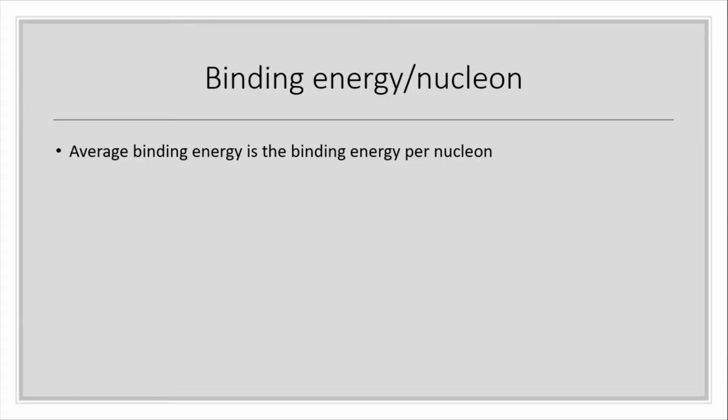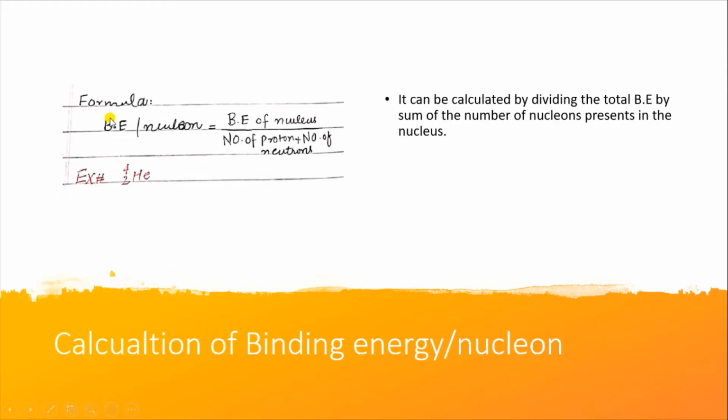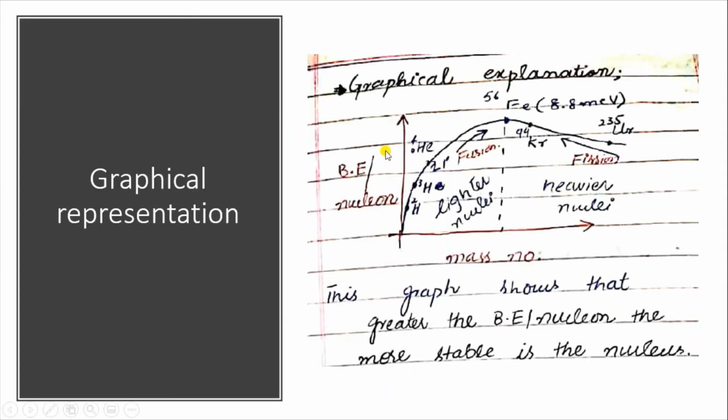So next is binding energy per nucleon. Average binding energy is the binding energy per nucleon. So what is its formula? Its formula is the binding energy of the nucleus divided by the number of protons plus the number of neutrons, which are also known as nucleons. If we take the example of helium, it can be calculated by dividing the total binding energy which we have found now by the sum of the nucleons, which are the number of protons and neutrons present in the nucleus of the atom. So we will graphically represent it.